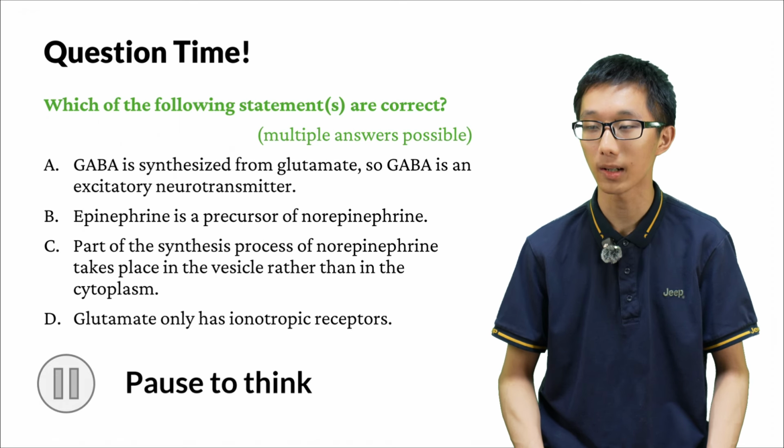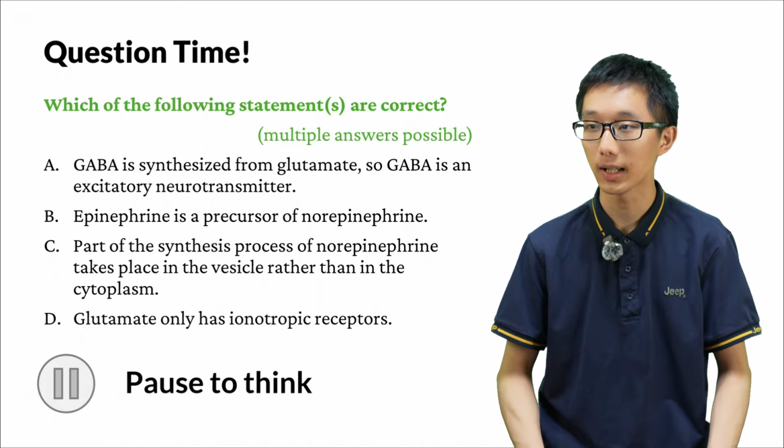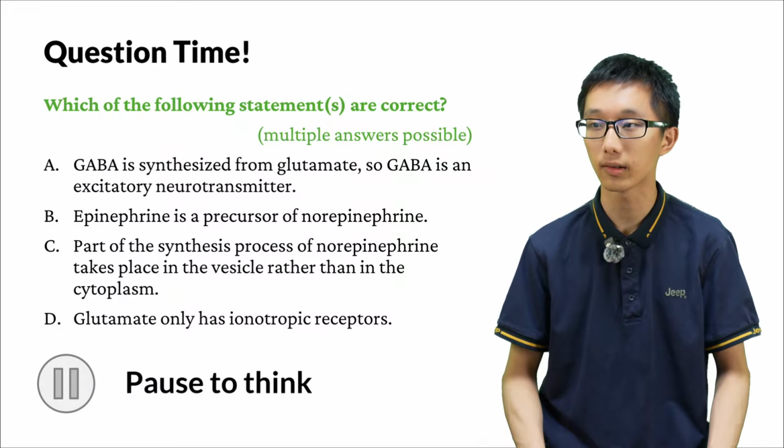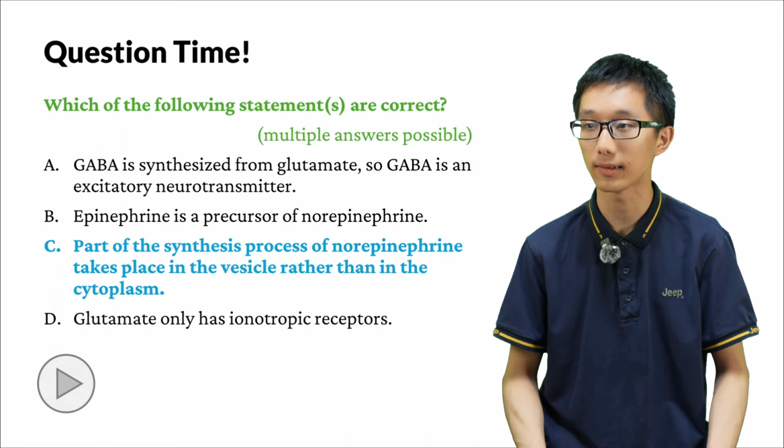Question time. It's time for a little recap to all the new friends that we've just met. Now, which of the following statements are correct? A. GABA is synthesized from glutamate, so it is an excitatory neurotransmitter. B. Epinephrine is a precursor of norepinephrine. C. Part of the synthesis process of norepinephrine takes place in the vesicle rather than in the cytoplasm. D. Glutamate only has ionotropic receptors. Which ones are correct? The correct one is C.